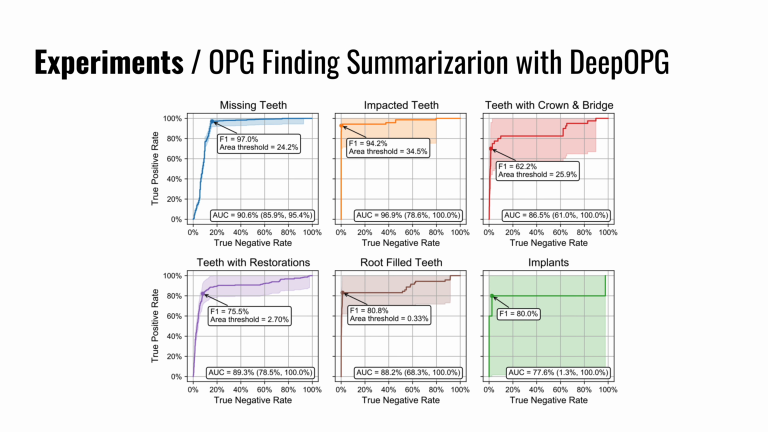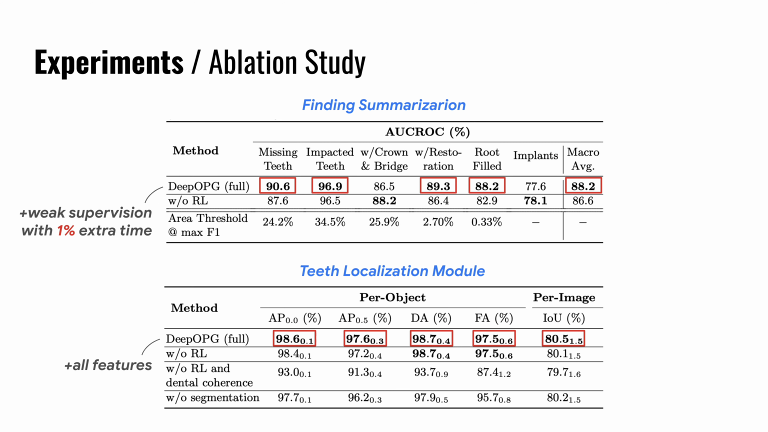A primary evaluation endpoint is the AUC-ROC, and we plotted here for 6 finding types across all teeth. The AUC-ROC is high for all finding types, but is especially higher for those findings with clear imaging traits on OPG. To validate the effectiveness of our proposed components, we perform an ablation study by stripping out some of the features. We find that our weak supervision indeed boosts the AUC-ROC while only constituting 1% of all annotation efforts. Components such as dental coherence decoding and feeding segmentation maps into a localization module all help the DeepOPG system learn better.